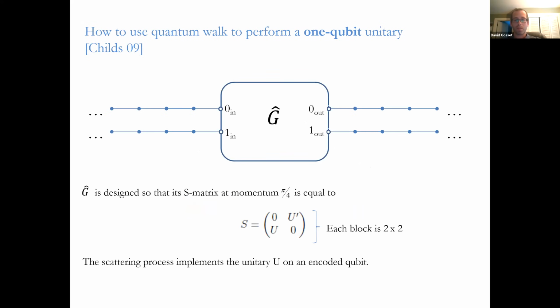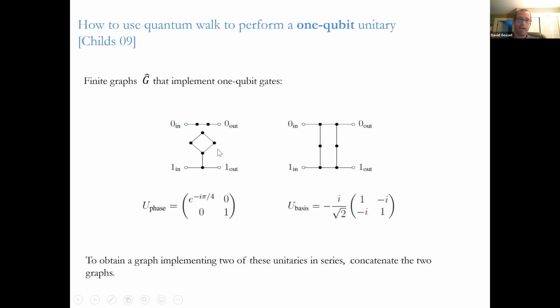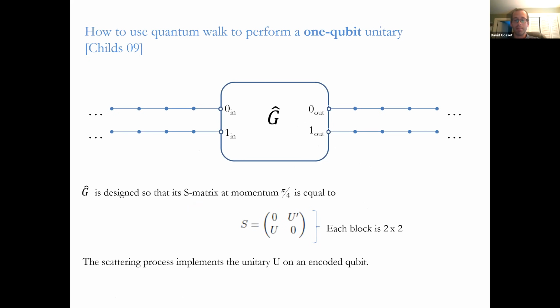And in the scattering picture, you can do the same thing. If you take these graphs and connect them together, then you'll get a graph that implements the product of these unitaries. And so in this way, you can design a graph G-hat that implements, up to a good approximation, any unitary that you like on a single qubit encoded in this way.